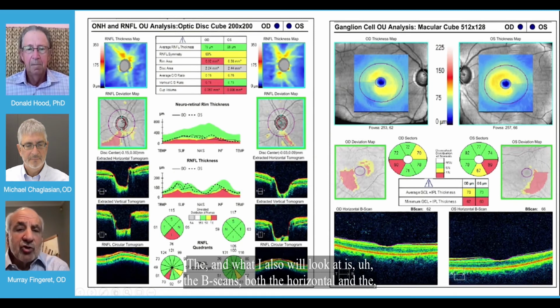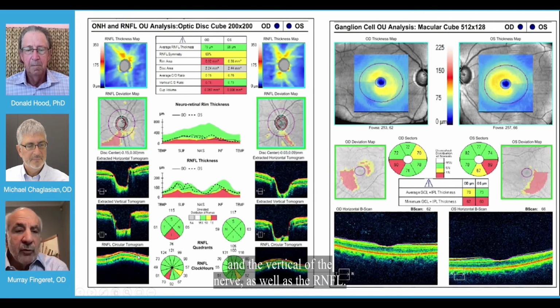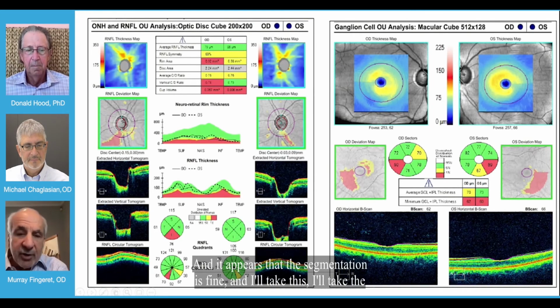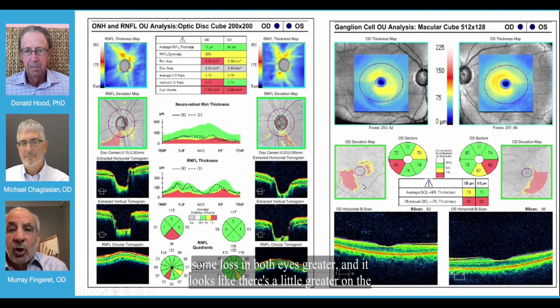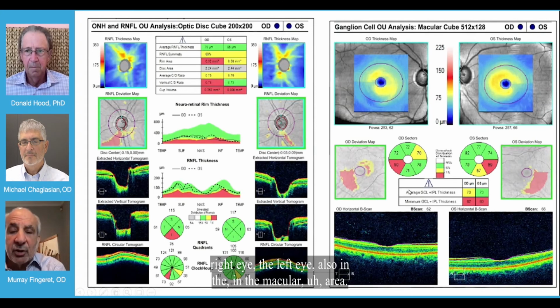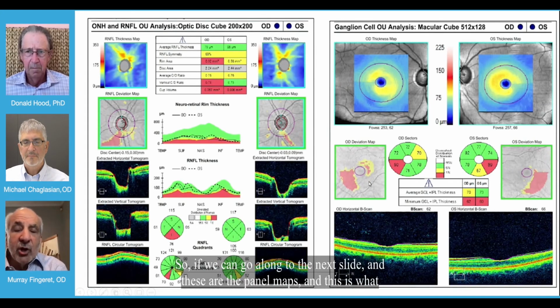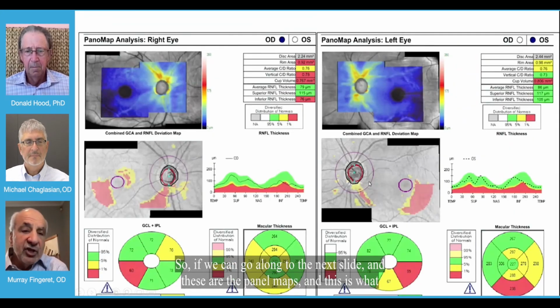And what I also will look at is the B scans, both the horizontal and the vertical of the nerve, as well as the RNFL, and it appears that the segmentation is fine. And I'll take the same look at the ganglion cell, and can see that there is some loss in both eyes, and it looks like a little greater in the right eye than the left eye, also in the macular area.